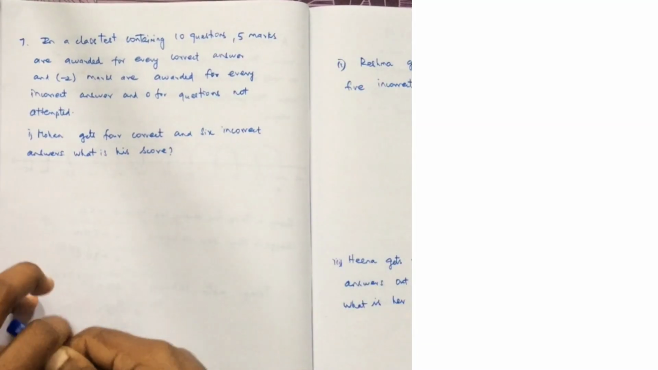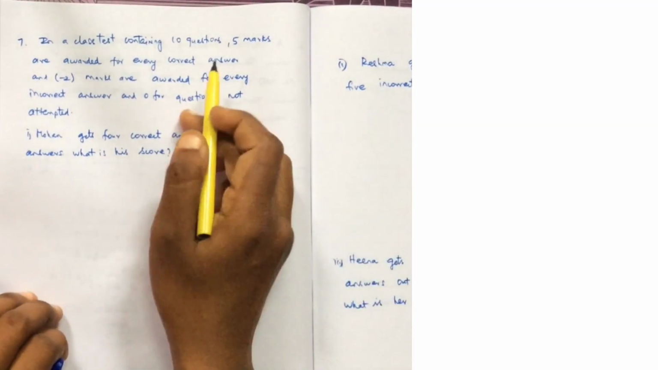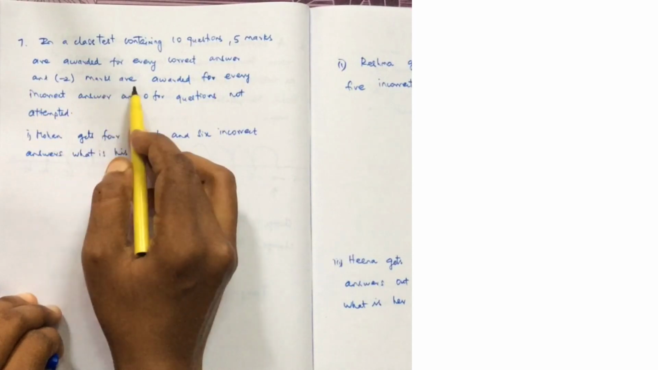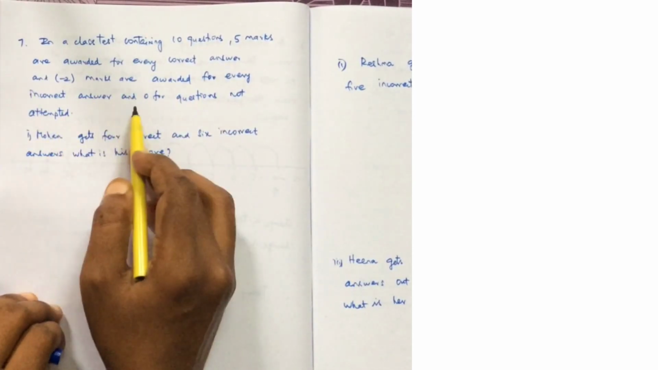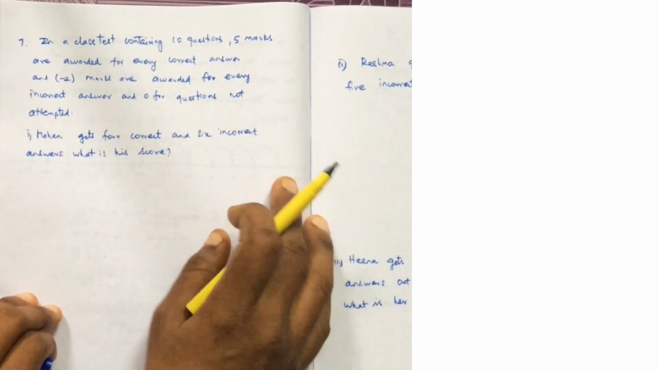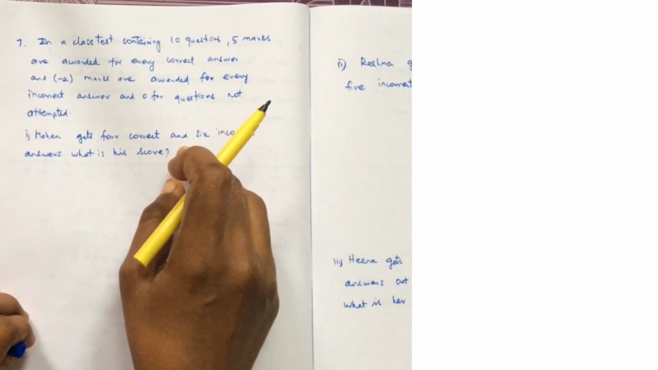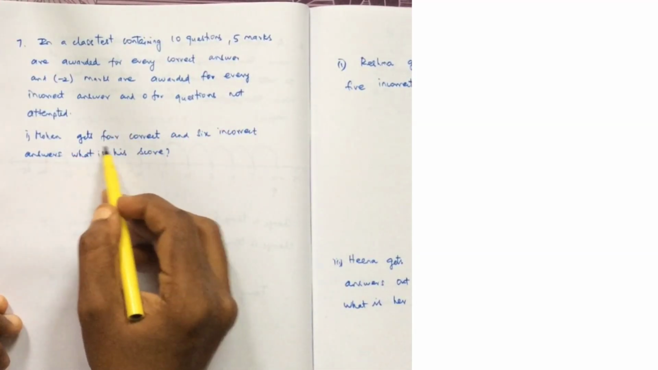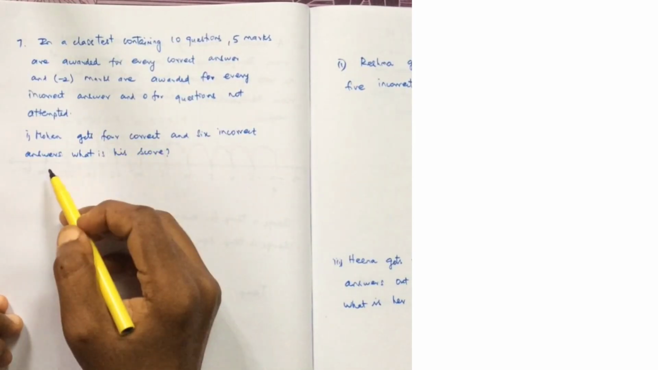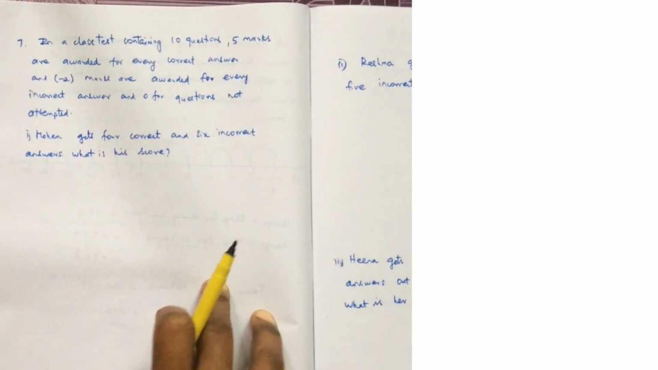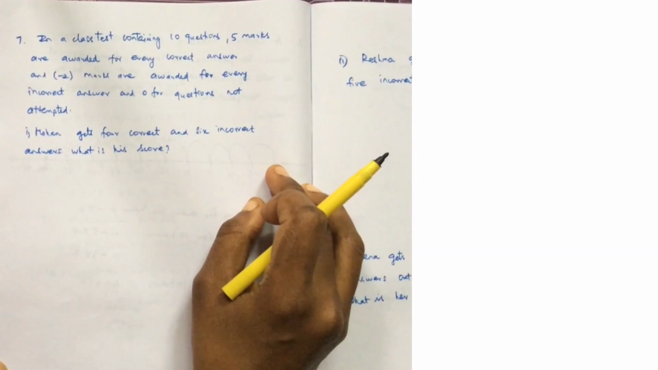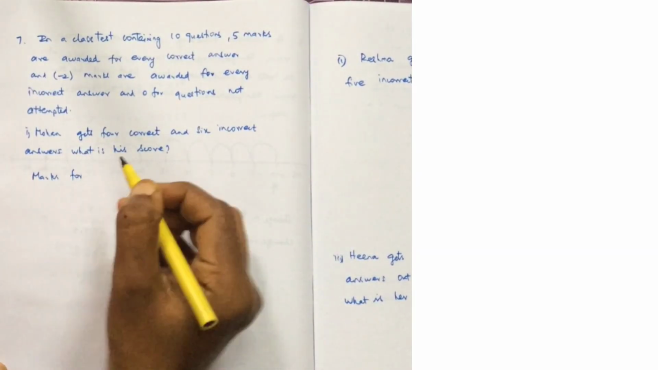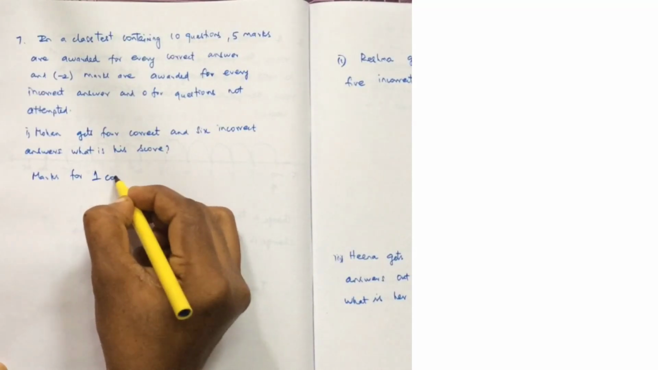Next problem. In a class test containing 10 questions, 5 marks are awarded for every correct answer and -2 marks are awarded for every incorrect answer and 0 for a question not attempted. Okay, a similar kind of problem is solved in the example also. Mohan gets 4 correct and 6 incorrect answers. What is his score?